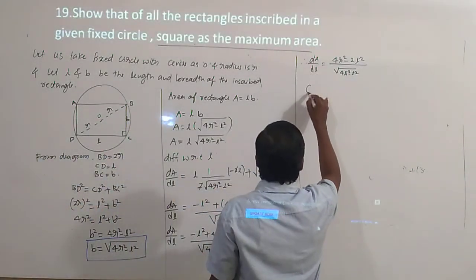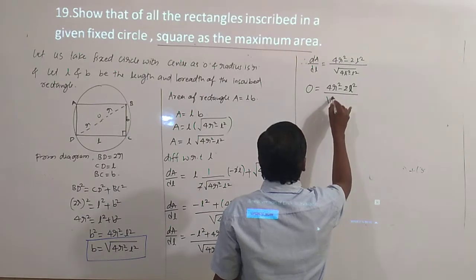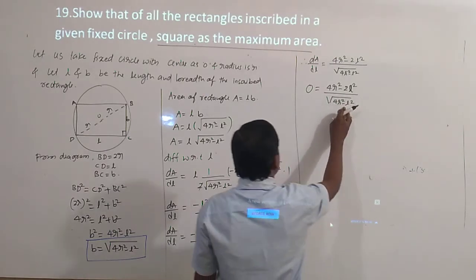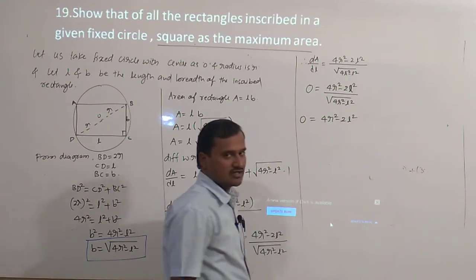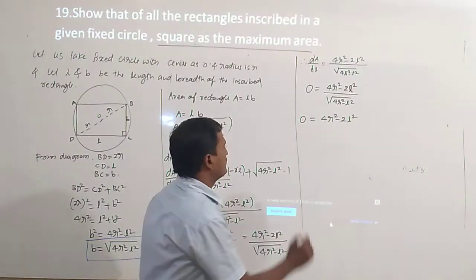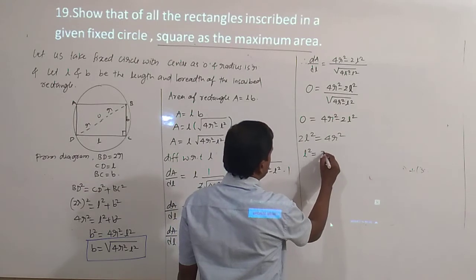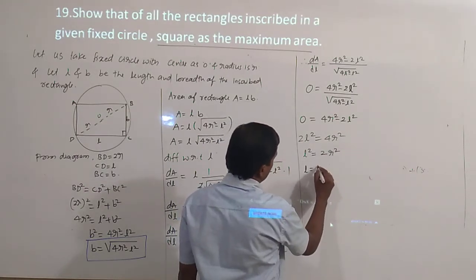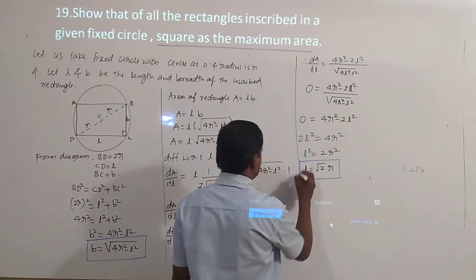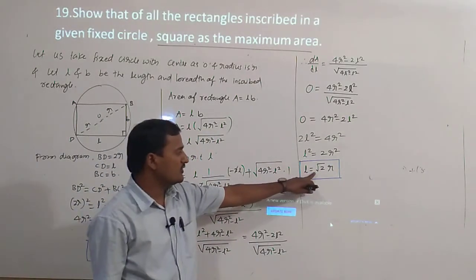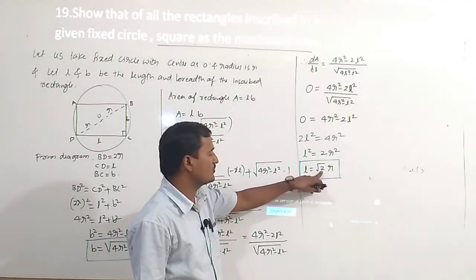So dA/dL equal to 0 means (4r² − 2L²) divided by root of 4r² − L² is 0. Take this to this side, so 0 is equal to 4r² − 2L². Here we are going to find the value of L, so 2L² is equal to 4r², 2 and 2 get cancelled, L² is equal to 2r², or L is equal to root 2 into r. So here we got the length. I have taken only the positive value because the length is always positive.